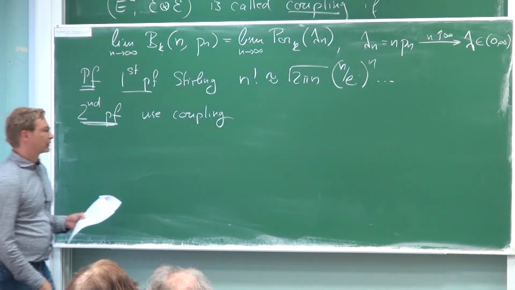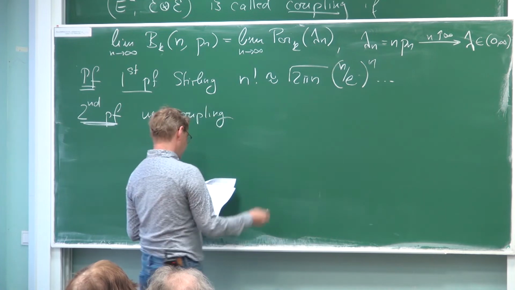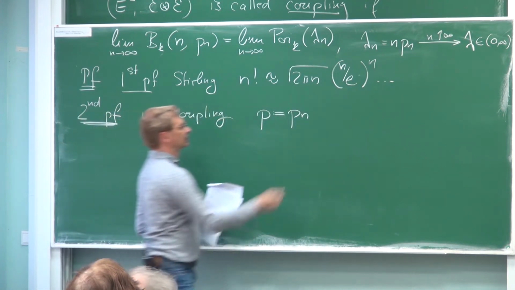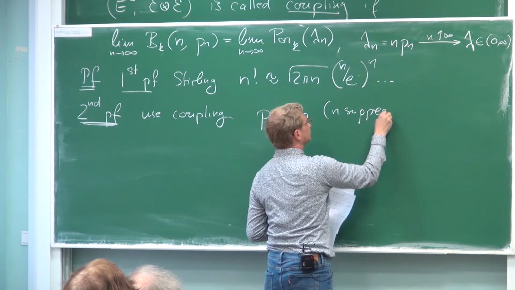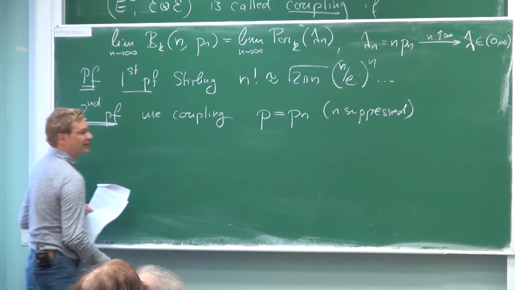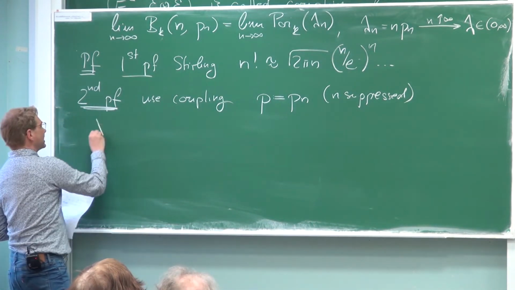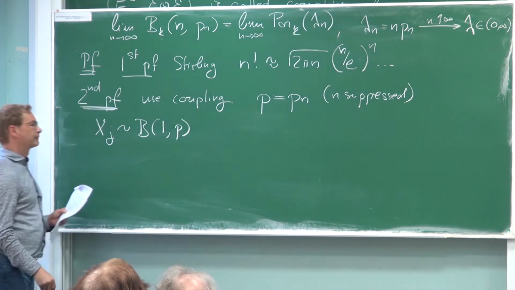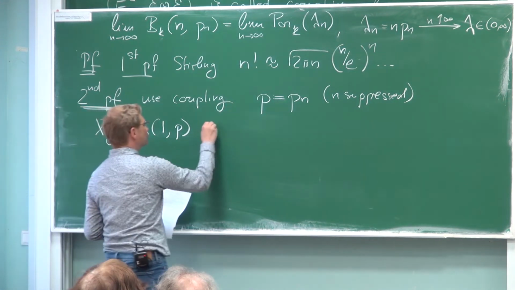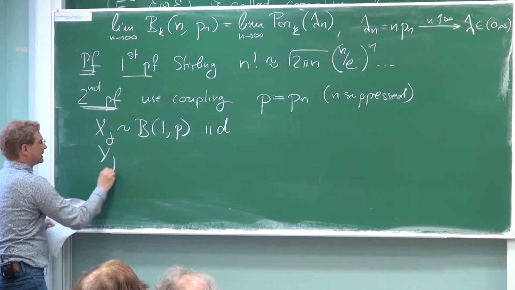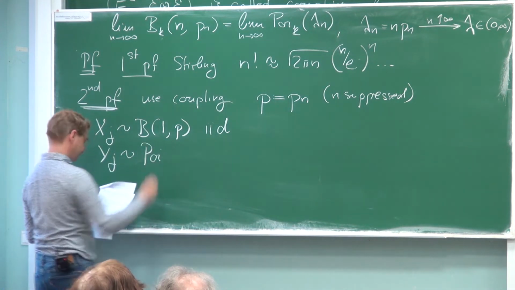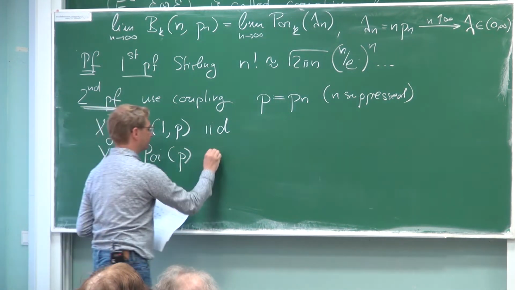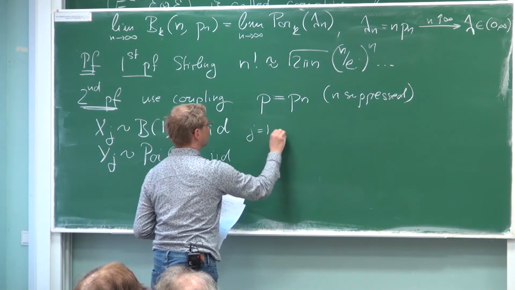Now, what are my marginals? What are my x and y's? So first of all, to save a bit of writing, I say p is pn. So I suppress the n in the writing, but of course it should always be there. My xj's are Bernoulli random variables, so 0, 1 with probability q and p. And I assume they are IID. And the yj's are going to be Poisson with parameter p. Same p here, they're also IID. And j is from 1 to n.